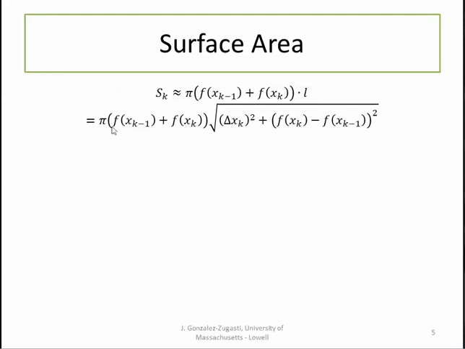surface area becomes pi times f of x sub k minus 1 plus f of x sub k, all times the square root of delta x sub k squared plus f of x sub k minus f of x sub k minus 1 squared. All right, so this right here is the change between your x coordinates. This right here is the change between your y coordinates.